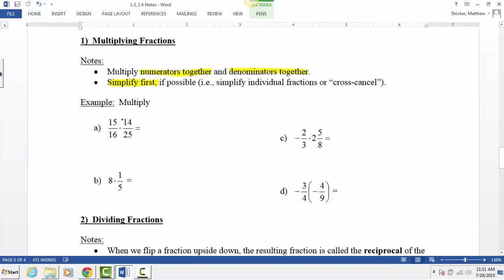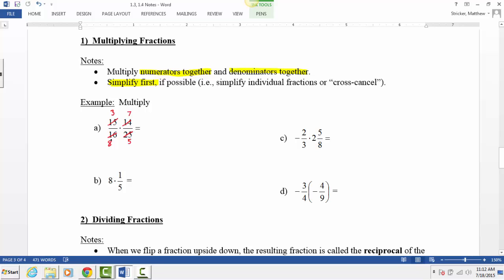You notice this is a case where we want to simplify first. 15 doesn't necessarily go into 16, but if I look over here between the 15 and the 25, well, those are both divisible by 5. So 5 goes into 15 3 times, and then 5 goes into 25 5 times. And if I look the other way, well, 14 and 16, both of those are divisible by 2. So 2 goes into 14 7 times, and 2 goes into 16 8 times.